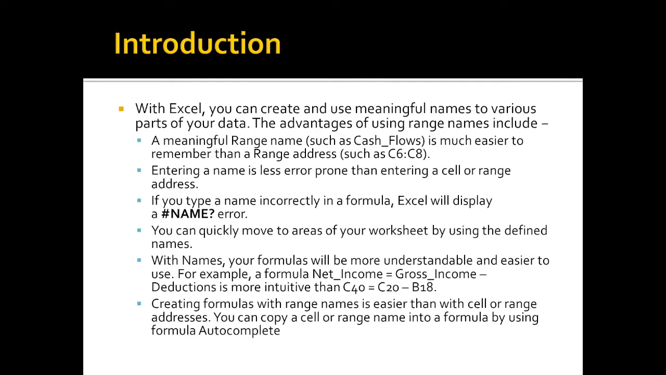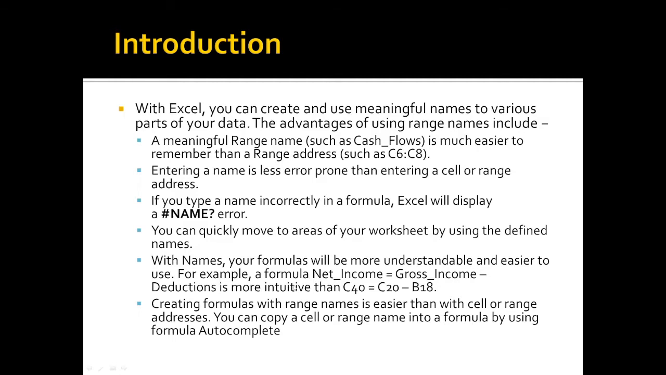The advantages of using range names include: a meaningful range name such as cash flows is much easier to remember than a range address such as C6:C8. Entering a name is less error prone than entering a cell or range address. If you type a name incorrectly in a formula, Excel will display a name error. You can quickly move to areas of your worksheet by using the defined names. With names, your formulas will be more understandable and easier to use.